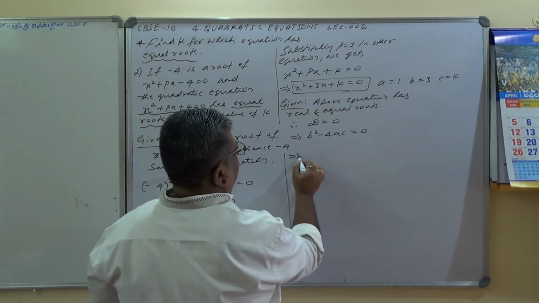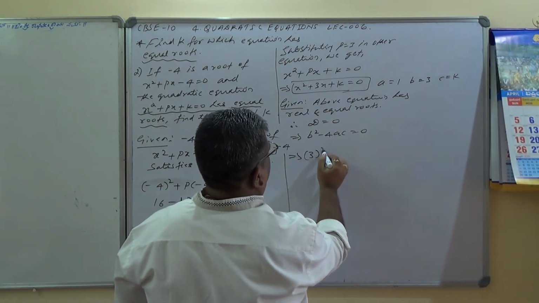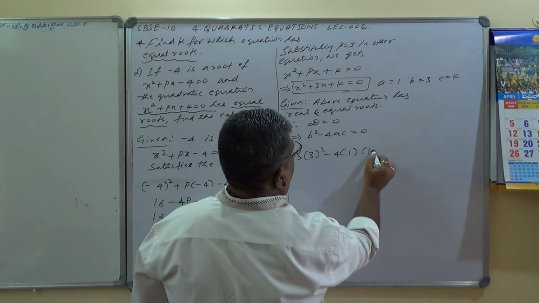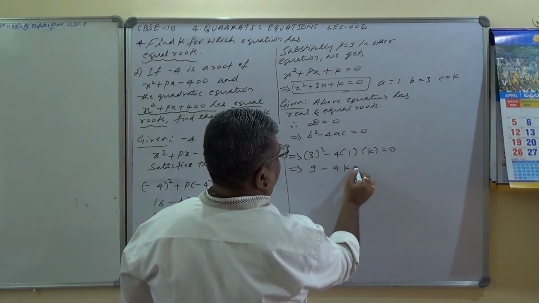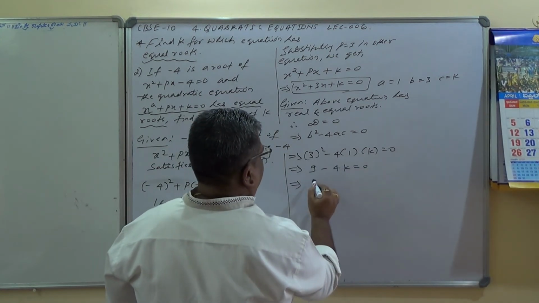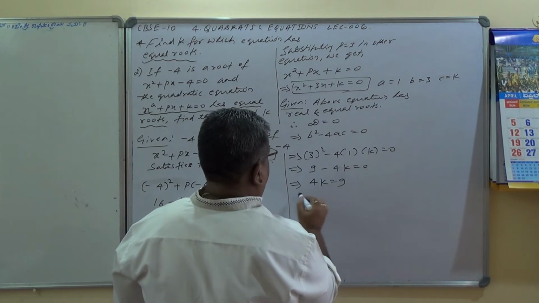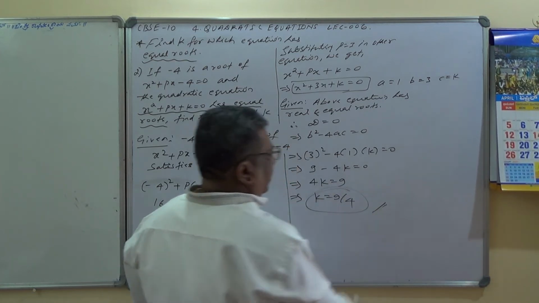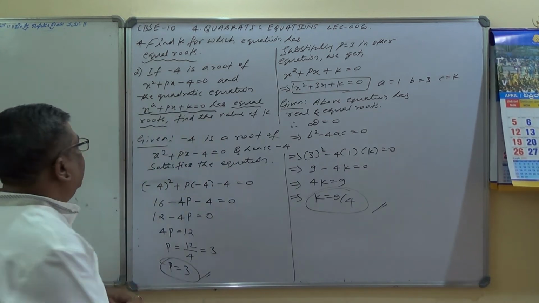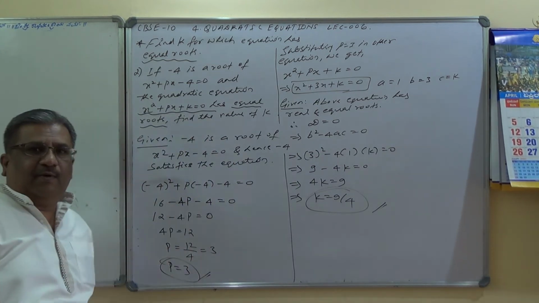Substitute here. B square minus 4 times 1 into K equals 0 implies 9 minus 4K equals 0 implies 4K equals 9 implies K equals 9 by 4 is the answer. Please note it down. I hope you have understood.